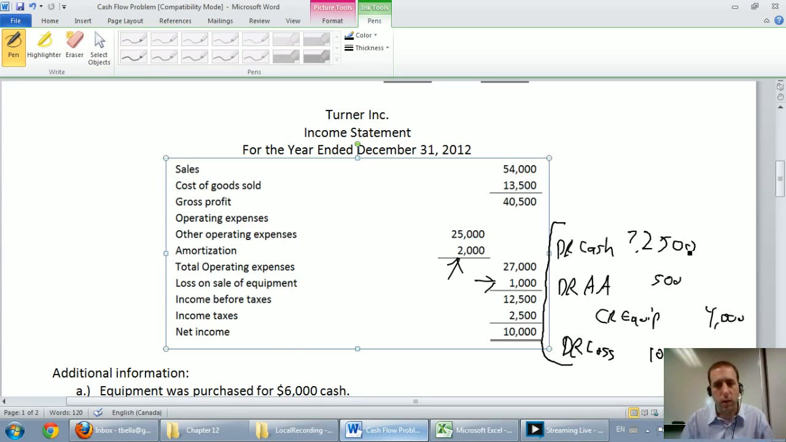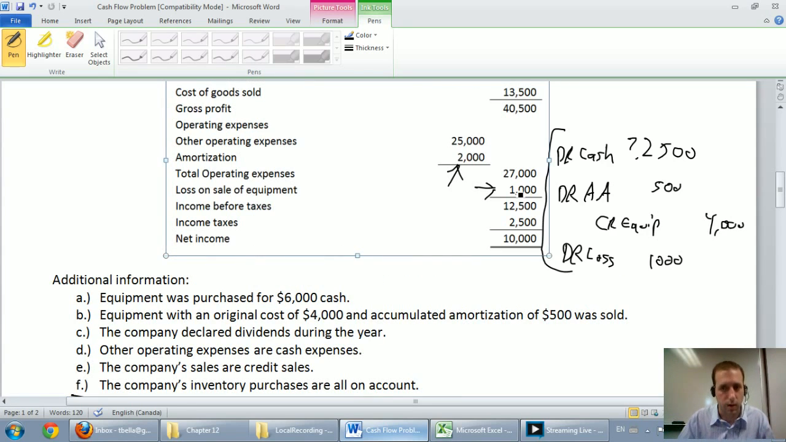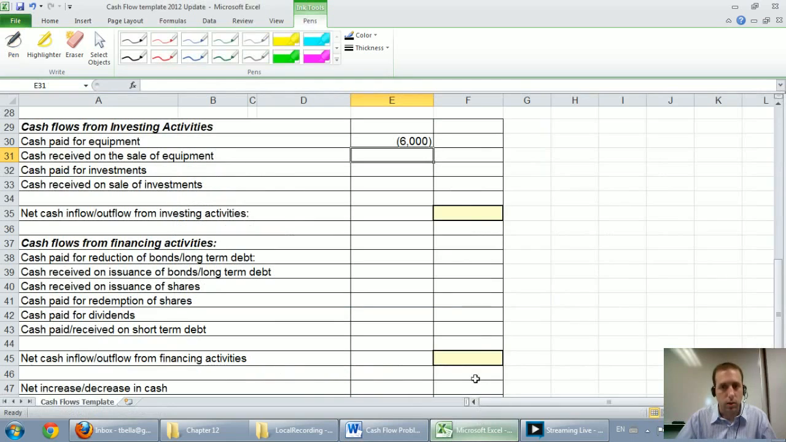There's also another way. You could look at this equipment. You could say the equipment was worth $4,000 minus $500. It was worth $3,500 on my books. I sold it and I lost $1,000 on the sale, so I must have got $2,500. You can kind of infer that, right? You can mentally or intuitively put that together. Anyway, we got $2,500 of cash on this sale, so let's record that.